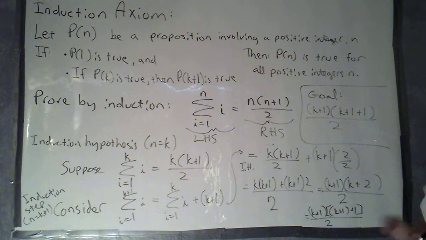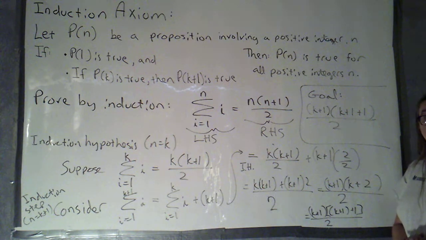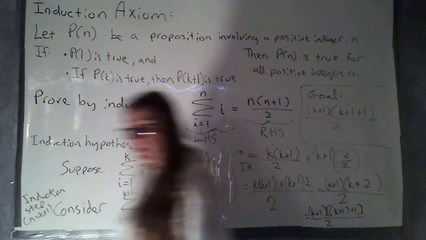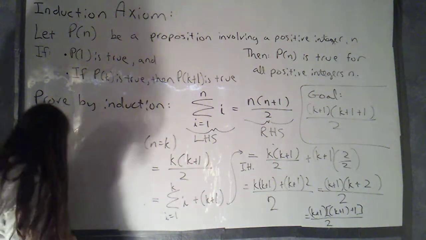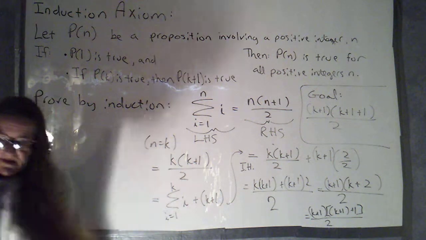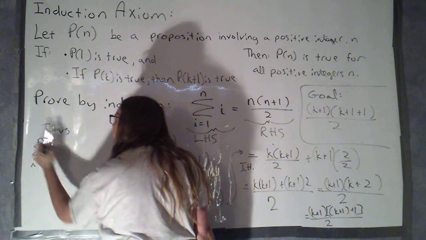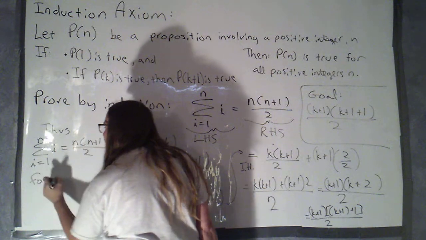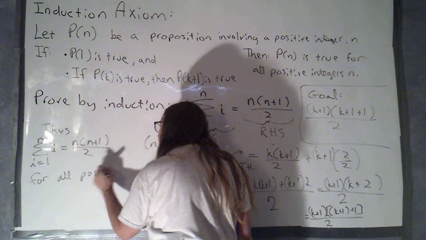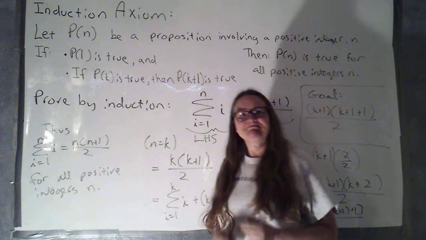So that's the induction step, showing that the formula holds for k plus 1, and somehow in the process using the fact that the formula held when n was equal to k. So all that's left is for us to state our conclusion. I'm running out of space here, so I'll give myself a little bit of space. And then we can say, thus, the sum as my index goes from 1 to n of i is n times n plus 1 over 2, and that holds for all positive integers n. Excellent.